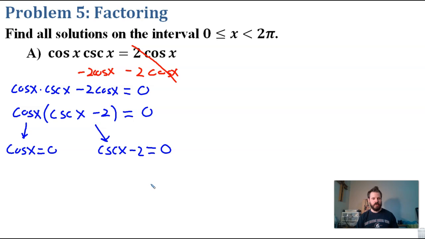So let's solve these both individually. I'm down to now two kind of simpler problems. We'll do the cosine x equals 0 first, and we'll just take care of this right here.